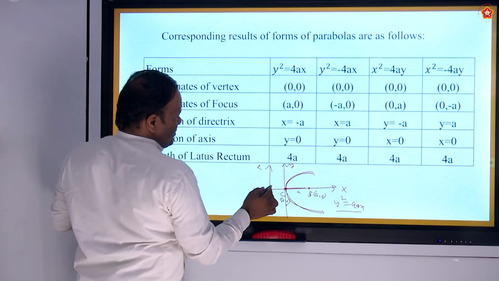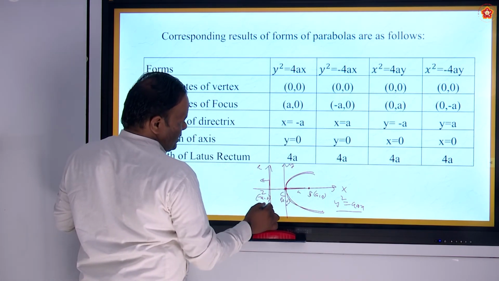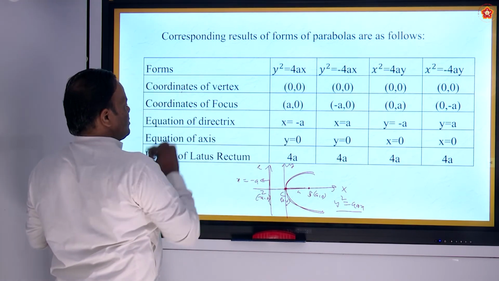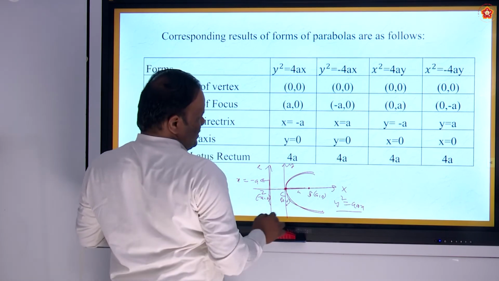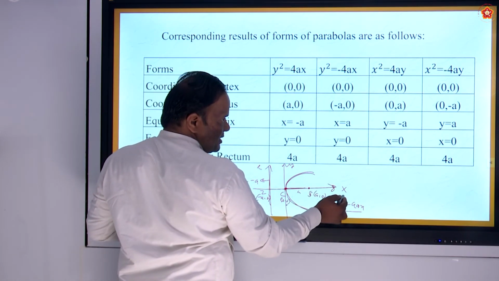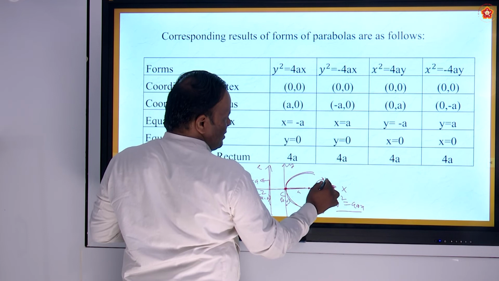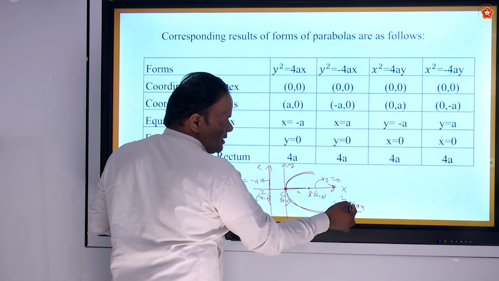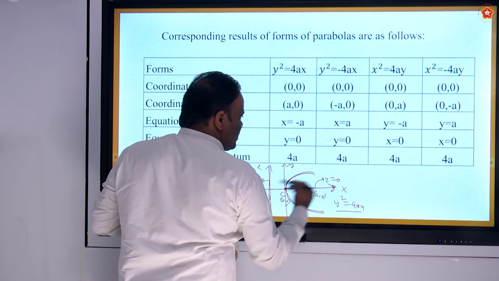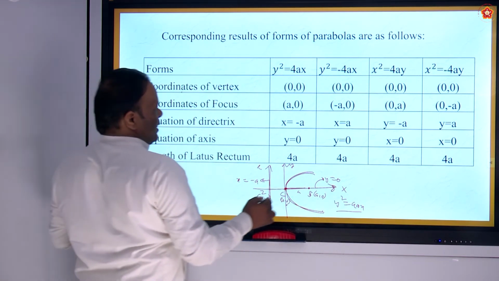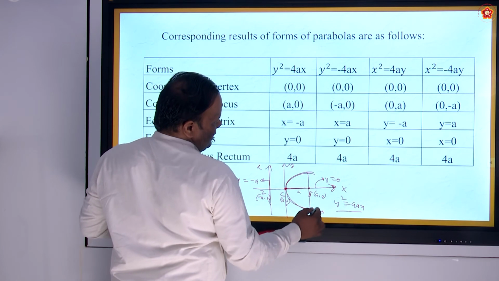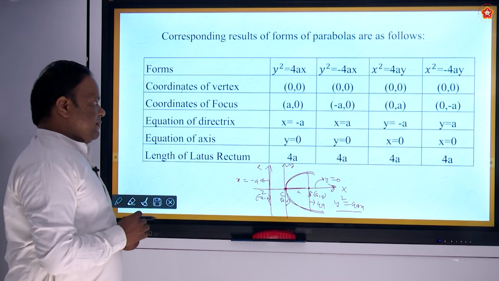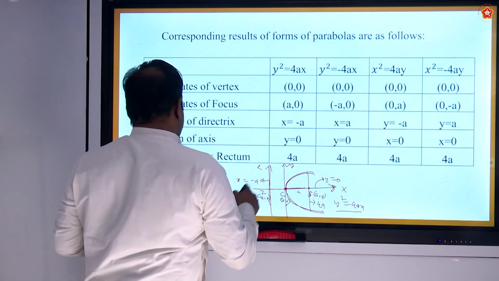Equation of directrix means this equation. You know what is the x value here? x equal to minus a. Equation of directrix: x equal to minus a. And axis of the parabola is the x axis. What is the x axis equation? Always y equal to 0. Equation of axis is y equal to 0. And length of LR, I already explained in the last slide, is always 4a. This is the first form, and it is over now.